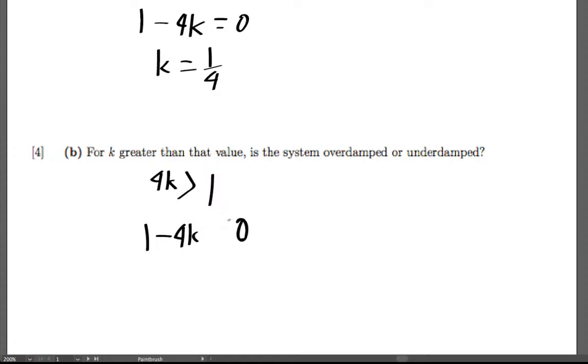That means it goes something like this. And this literally means that the discriminant is negative. Therefore, this thing is underdamped. You could go ahead and check it yourself, just by plugging in k equals 1, and you'll find that it's -3, which is underdamped. There you go. Good.